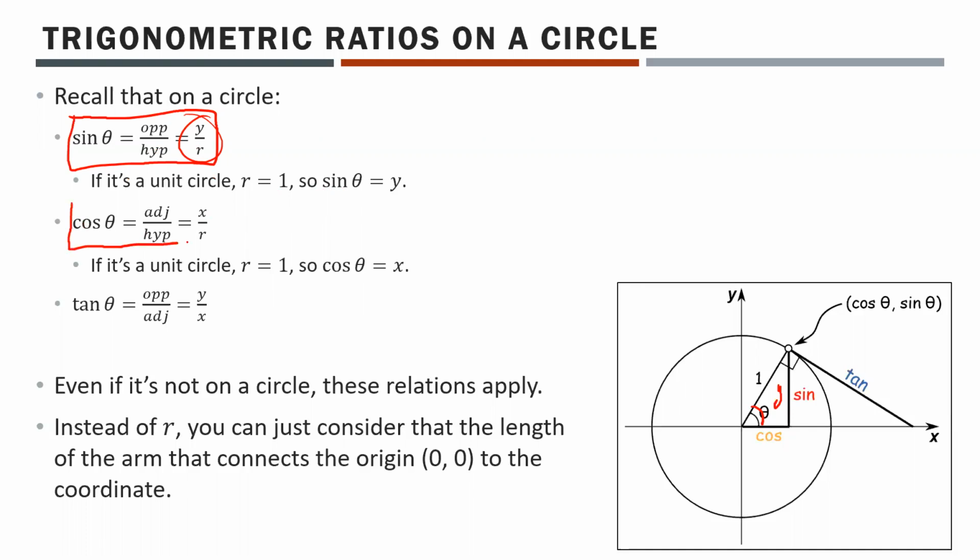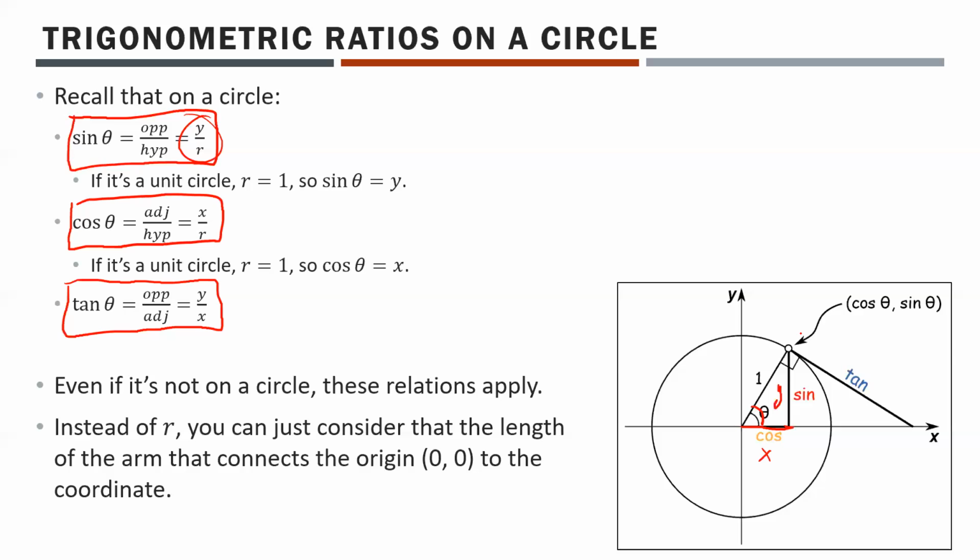Cosine, of course, is adjacent over hypotenuse, and adjacent on a circle would be this side right here. So in other words, that would be your x. So x over your hypotenuse, and hypotenuse is, of course, the radius of your circle, but if it's a unit circle, r is 1, so cosine theta is x. Tan, on the other hand, is the weird one. It's opposite over adjacent, so tan is your opposite side, so y divided by your adjacent side, which is x.